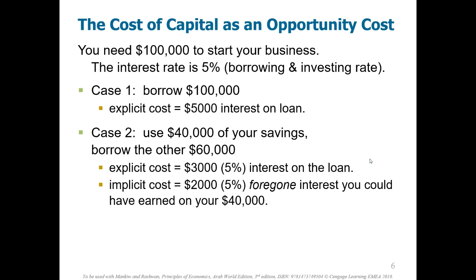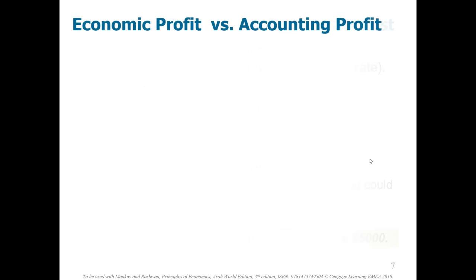You understand that? So you decide whether to borrow or not. If you have to decide whether to use your savings, you have to think about the opportunity cost of using them. If you use that saving to start your business, you're not going to get the interest on that money, because you would otherwise have put the 40,000 in your bank account. You're losing that. So that's your opportunity cost.